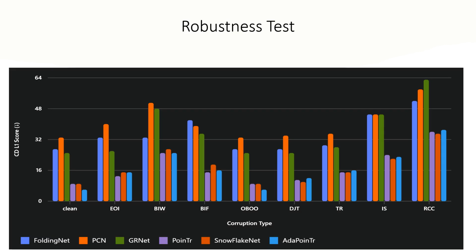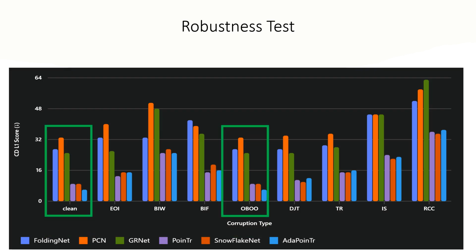So we tested the selected completion algorithms, which were trained on the clean PCN dataset, on the CPCCD dataset. The metric we used is chamfer distance, and the lower the chamfer distance, the better the completion. This graph shows us that all the evaluated networks were found to be highly vulnerable to almost all of the corruptions. Almost, because we found that they did well for the occlusion by other objects category, whose results matched the results from the clean PCN dataset.